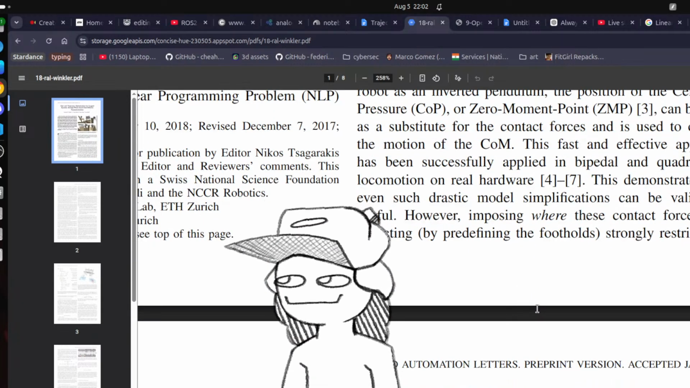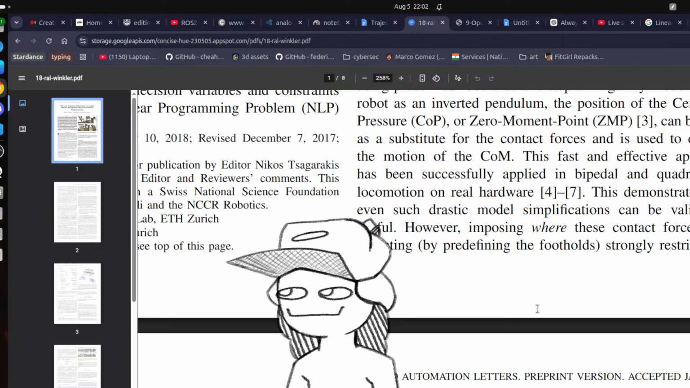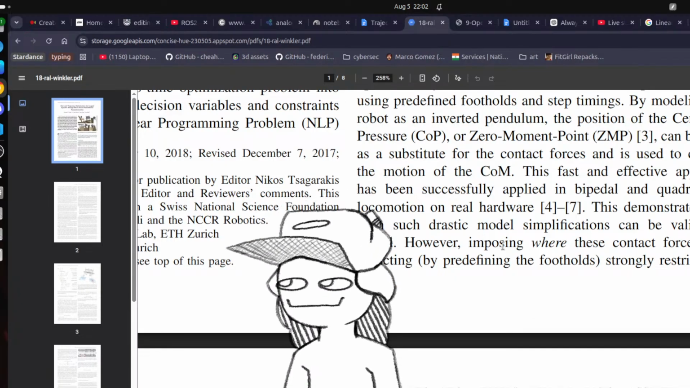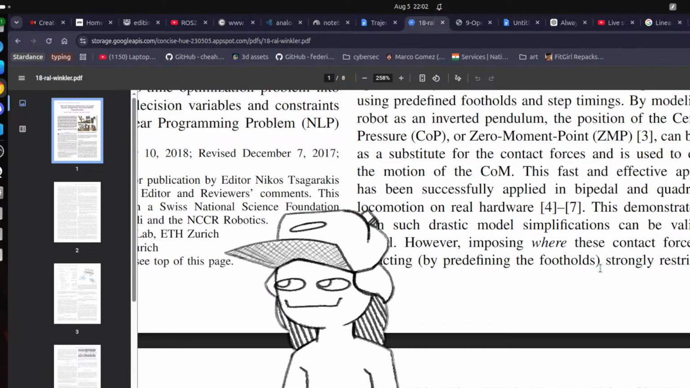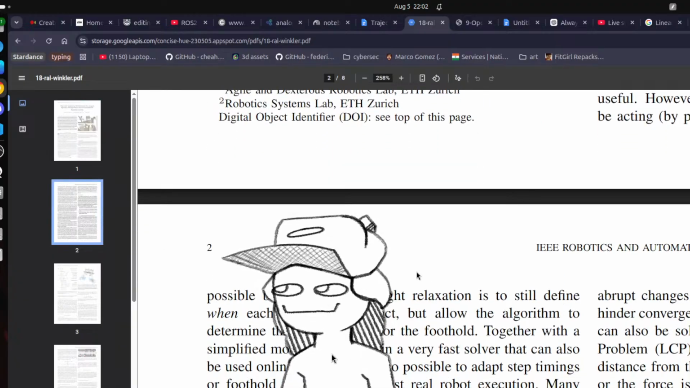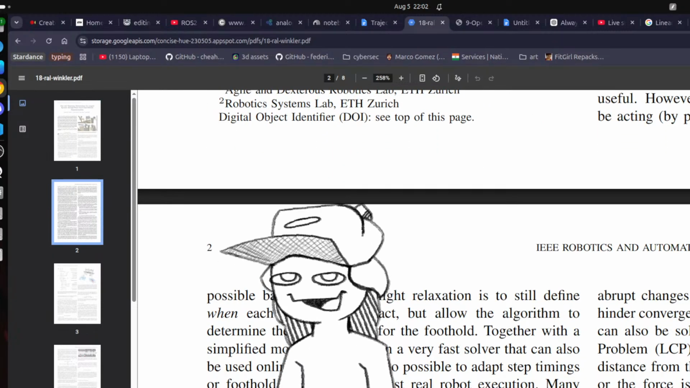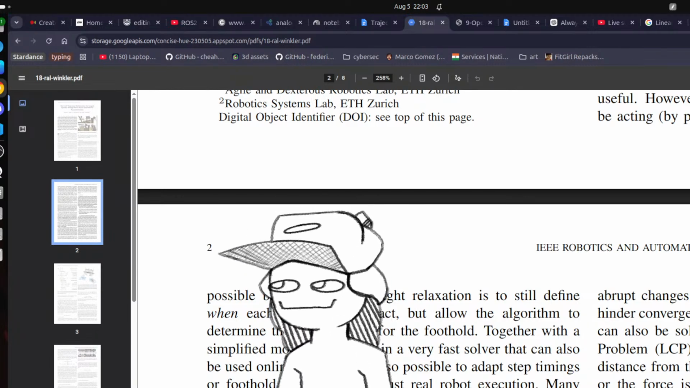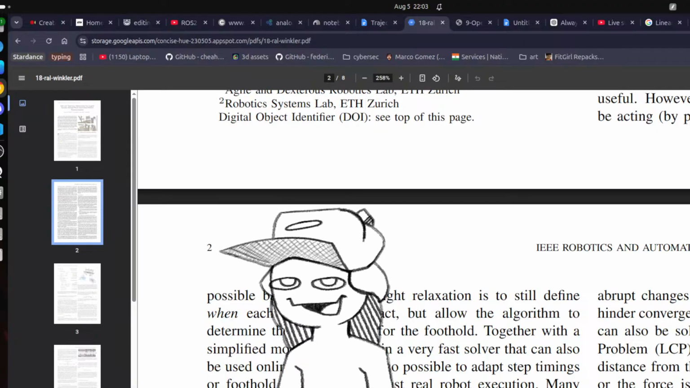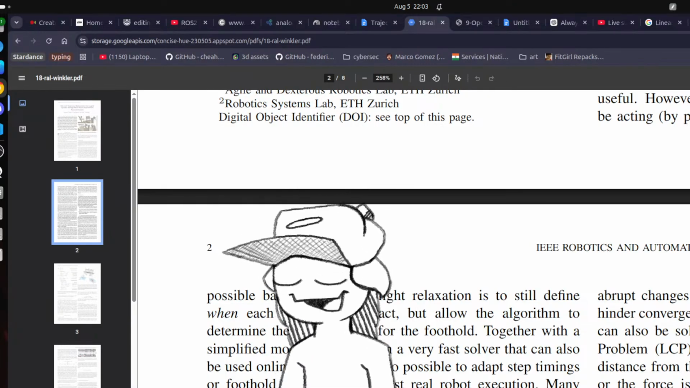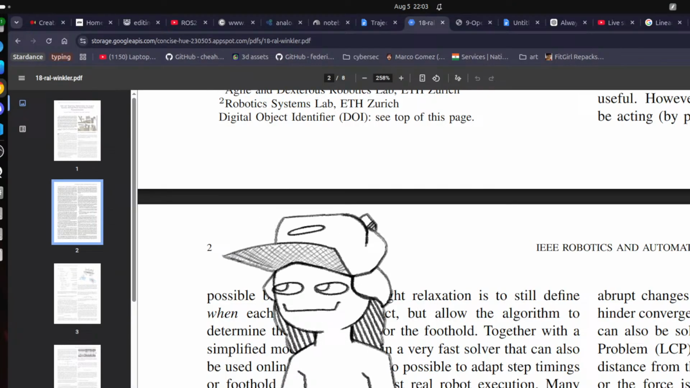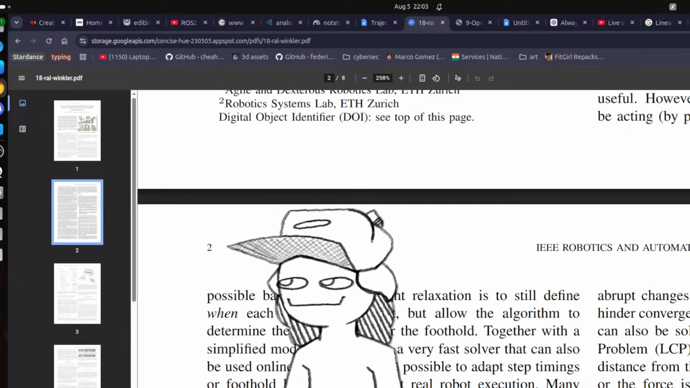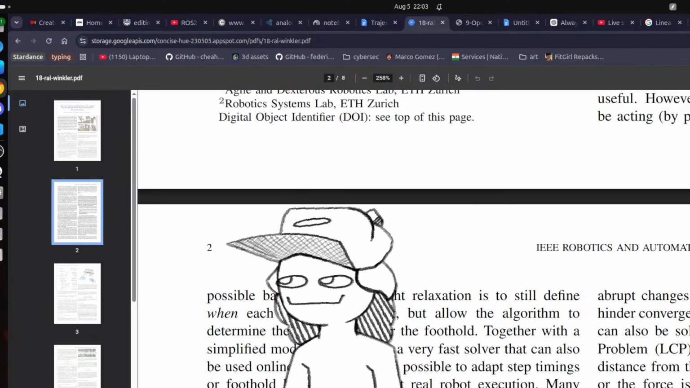But it is effective, I suppose, because it's being used in real hardware. If it was a relatively flat terrain, then it wouldn't be much of an issue because we could directly just define where the footholds are. But on a non-flat terrain, it's basically impossible for us to determine where the feet need to land beforehand.